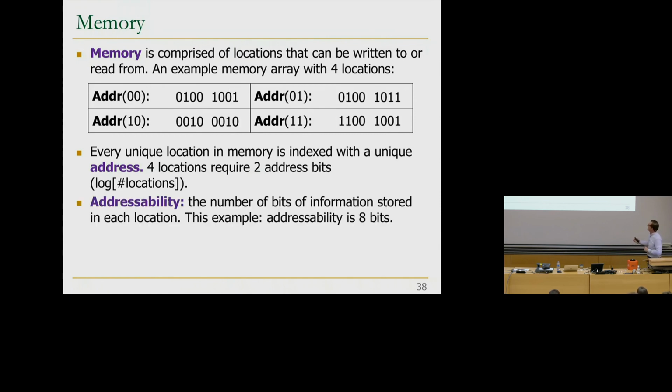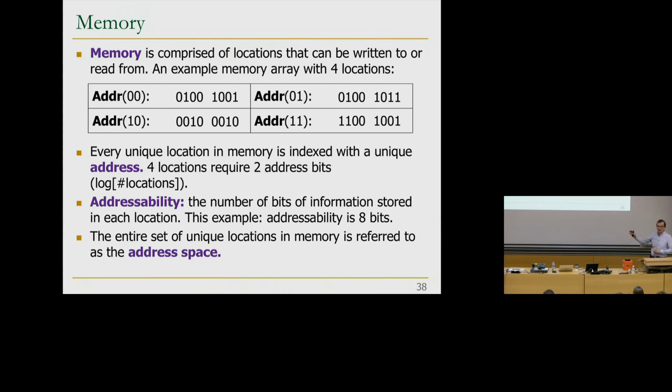Addressability of memory is the number of bits of information that's stored in each location. In this case, I just made it up: you can store 8 bits in each location. Address 00 has 8 bits, 01 has 8 bits. Every address has 8 bits. So this is called 8-bit addressable, or byte addressable, because 8 bits is 1 byte, right? Most memories you have today are byte addressable memories. That's not necessarily true for hard disks, for example. They have much bigger addressability. You address them using 512 bytes, for example. The entire set of unique locations in memory is referred to as address space. So this memory has an address space of 4 locations, right? It's a small memory, as you can see. Typical memory is much larger, as you know.